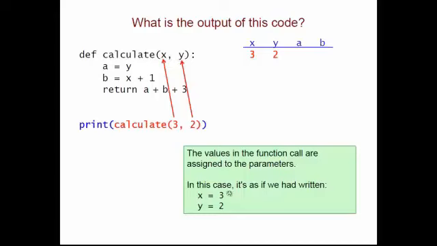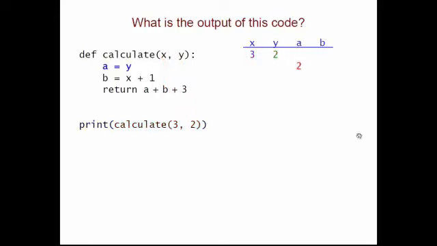So in this case, it's as if we had written these two assignments. X is assigned 3, y is assigned 2. Then we jump to that function and we begin executing it. So we say take the value of y and assign it to a, and so a's value is 2. I'm putting that in my table to keep track of that. Then we take the current value of x, add 1, that gives us 4, and we assign it to b.